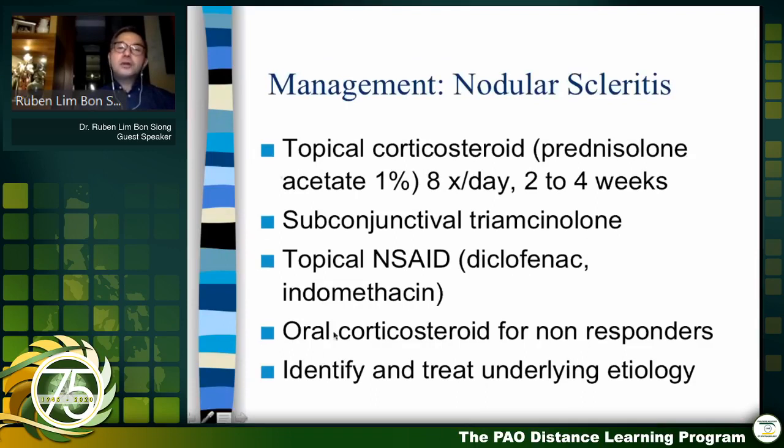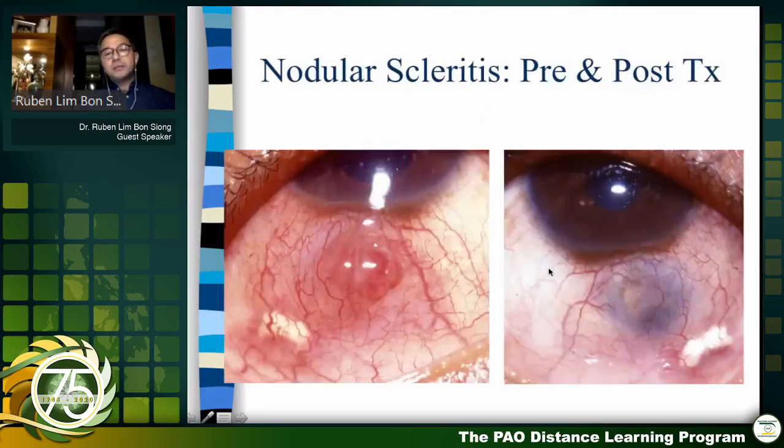And for nodular scleritis, again, steroids is the mainstay of therapy. You give prednisolone acetate 8 times a day, 2 to 4 weeks, and taper slowly over time. And of course, you have to look for the underlying cause. You may give subconjunctival triamcinolone as long as the patient has no active tuberculosis. Other options will be topical NSAID. Usually, they don't really work quite well. You just steroids still the mainstay.